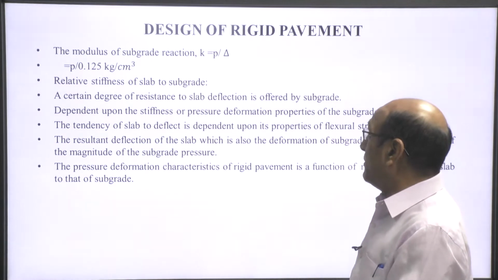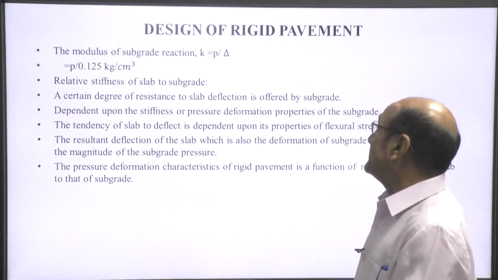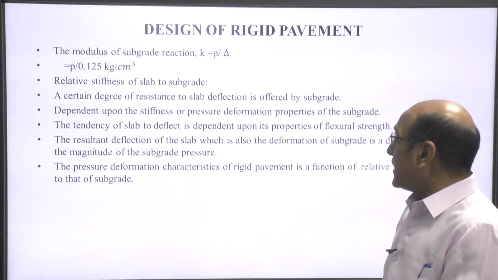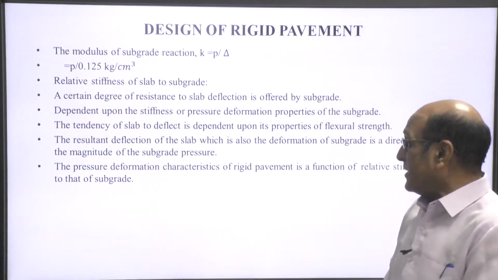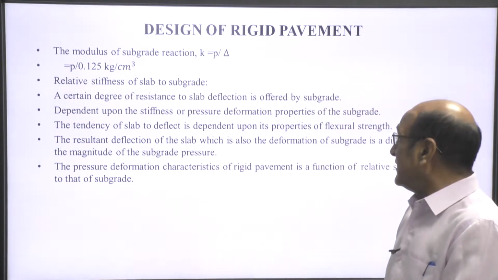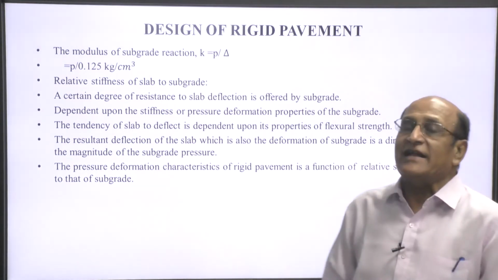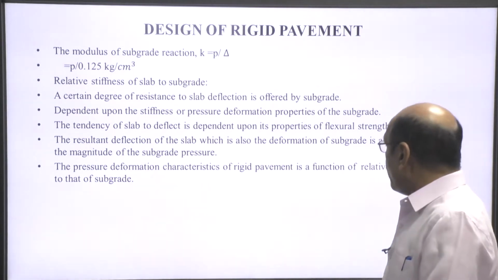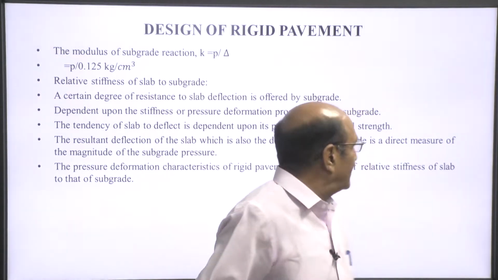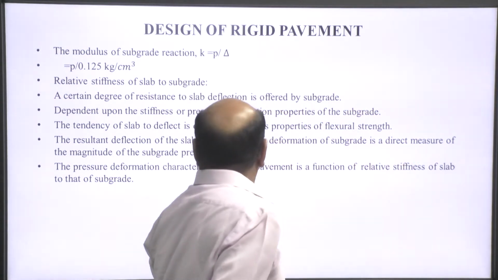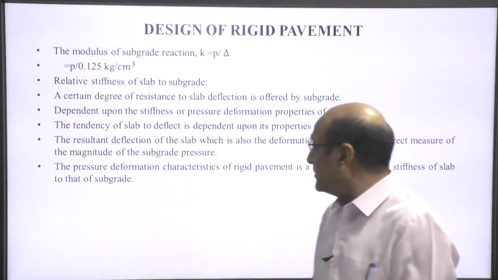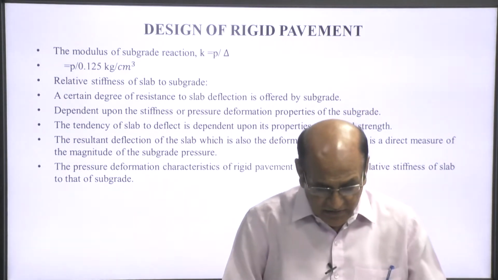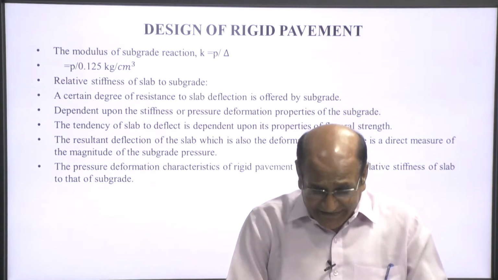Relative stiffness of slab to subgrade. A certain degree of resistance to slab deflection is offered by the subgrade, dependent on the stiffness or the pressure deformation property of the subgrade. The tendency of the slab to deflect is dependent upon its property of flexural strength. The resultant deflection of the slab, which is also the deformation of the subgrade, is a direct measure of the magnitude of subgrade pressure. The pressure deformation characteristic of the rigid pavement is a function of the relative stiffness of the slab.